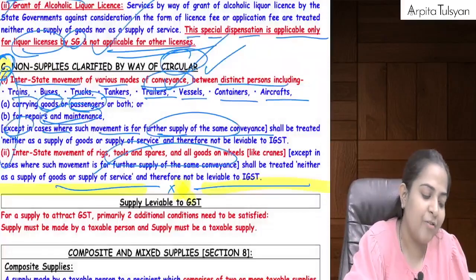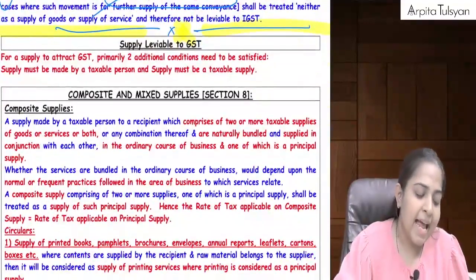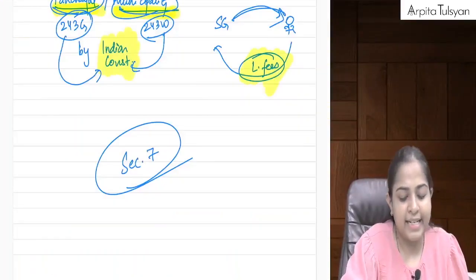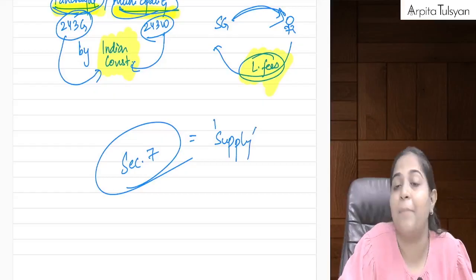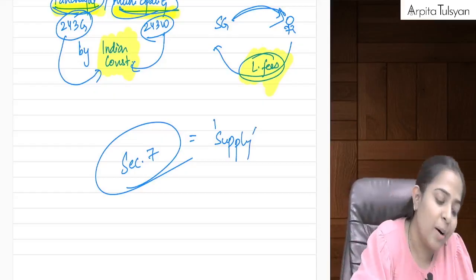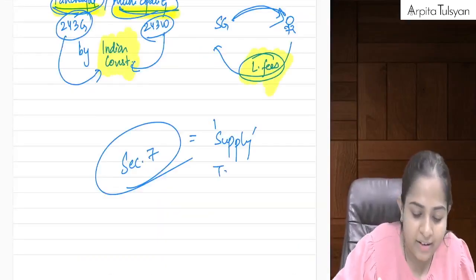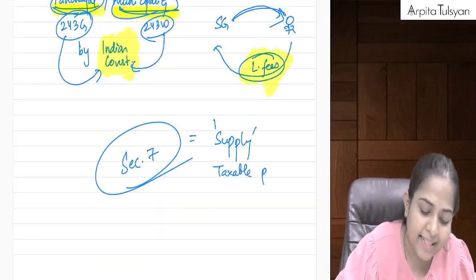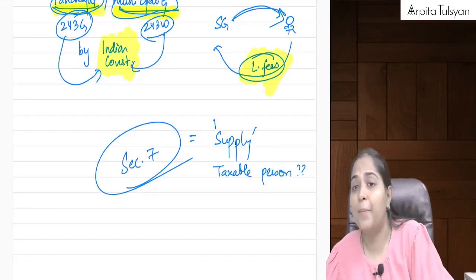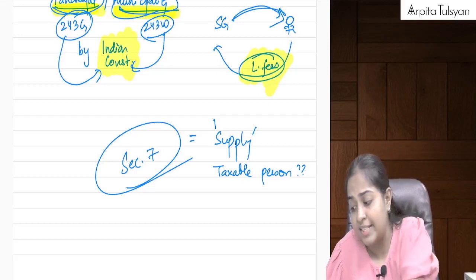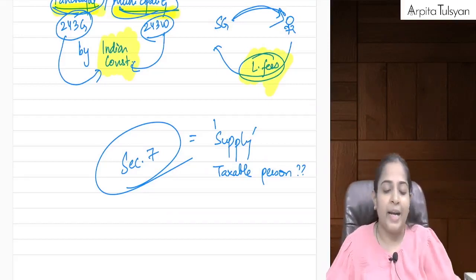Section number 7 was talking about what? Section number 7 was talking about supply. Now see, at least from section number 7, you will be able to identify whether it is a supply or not. Once you come to know that, then you will have to see whether the supply is made by a taxable person. Taxable person means either that person is already registered or that person is liable to get himself registered.